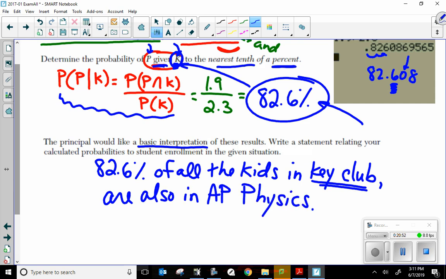which is a heavily related course to mathematics, which I love. So 82.6% of all the kids in Key Club are also in AP Physics. You can write that a million different ways. Out of all the kids in Key Club, 82.6% of them are also in AP Physics, whatever. Anyway, as long as you convey that point, you're good to go.